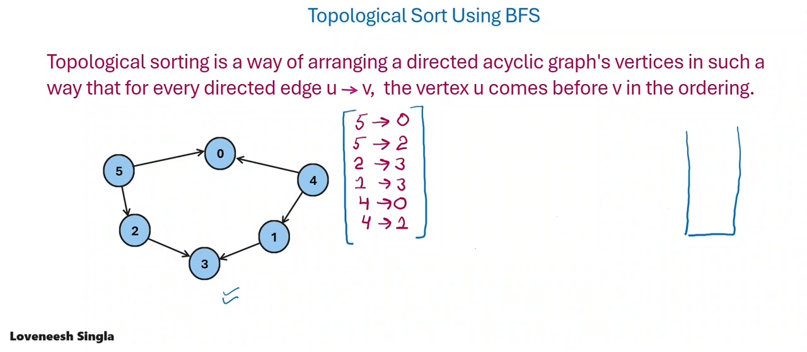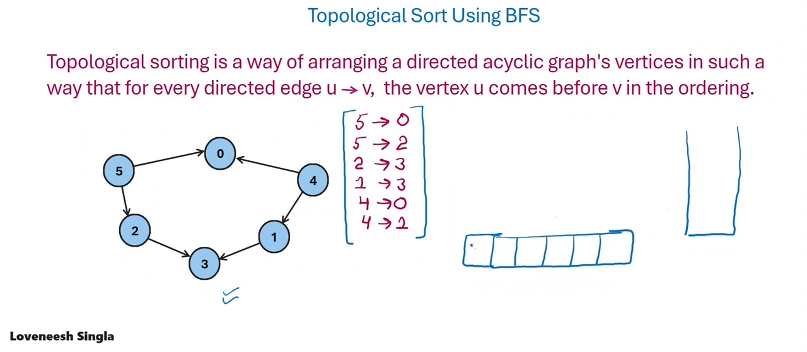Now here we need one array. Let's call it indegree. The size of this array will be the same as the number of vertices, so let's have an array of size 6. Let's understand the purpose of this indegree array. It will keep track of the number of incoming edges to a node at a particular point. So let's first fill it.